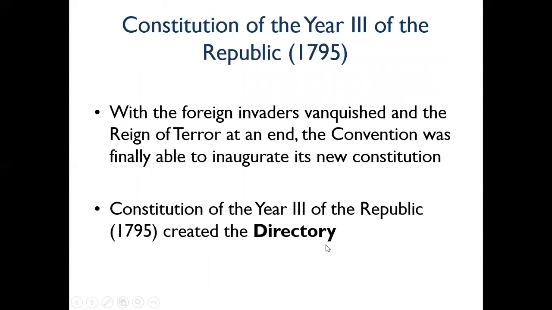Constitution of the Year 3 of the Republic, that is 1795. With the foreign invaders vanquished and the Reign of Terror at an end, the Convention was finally able to inaugurate its new constitution, and the Constitution of the Year 3 of the Republic, 1795, created the Directory. At last, the invaders vanished, the Reign of Terror came to an end, and the Convention was finally able to inaugurate the new constitution.